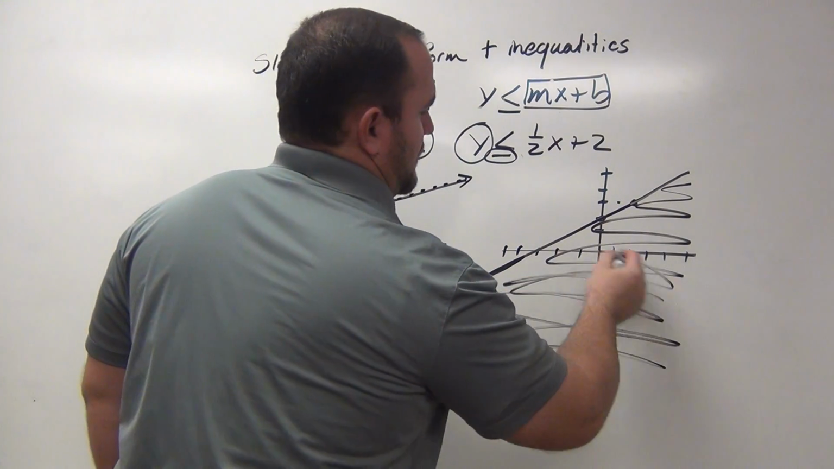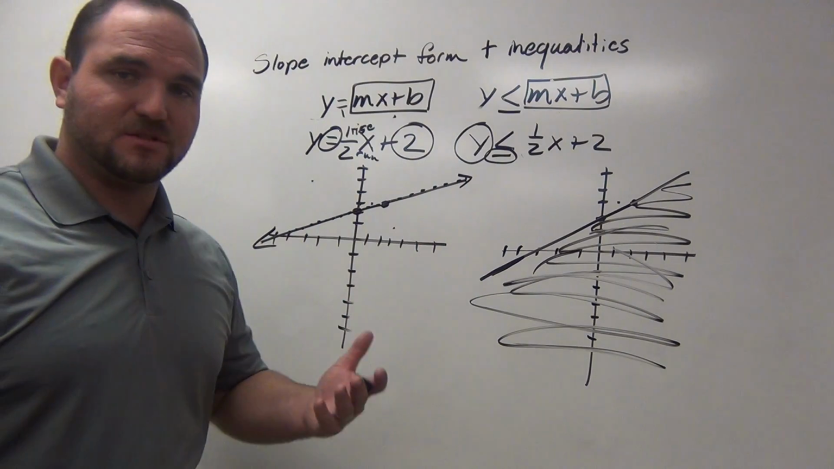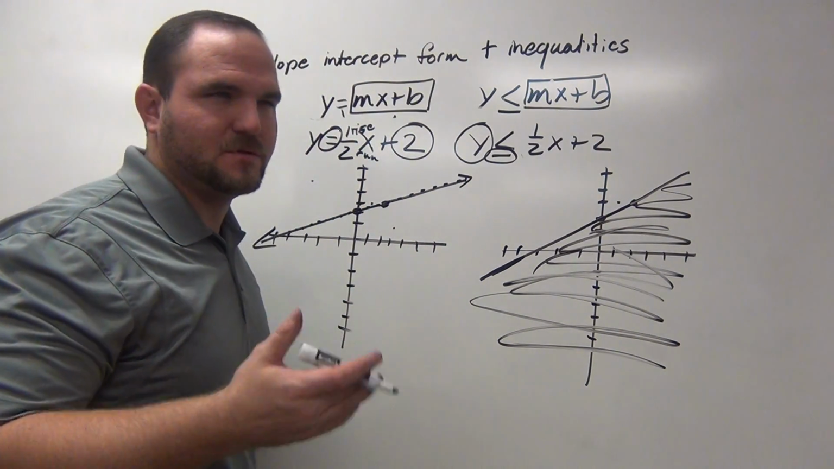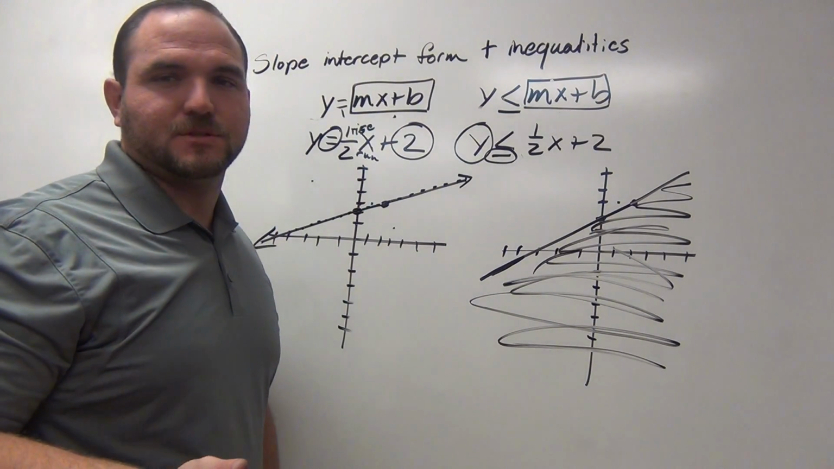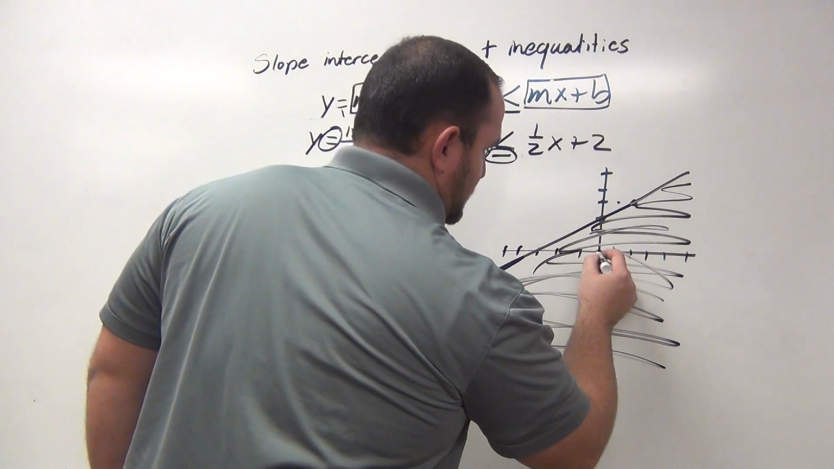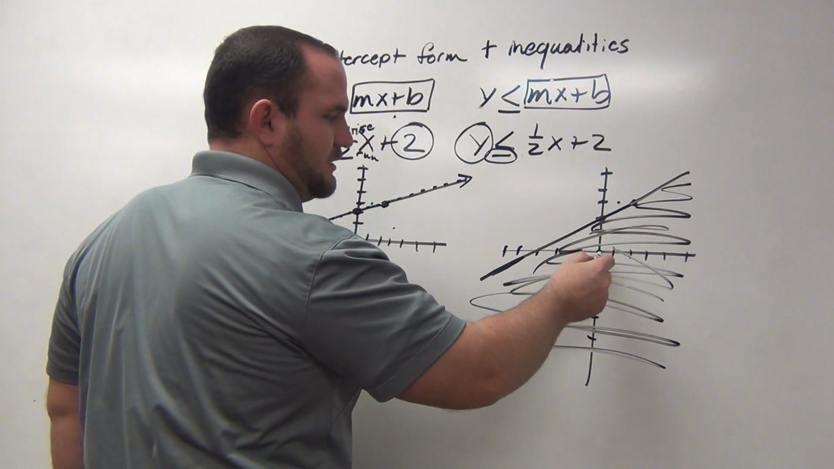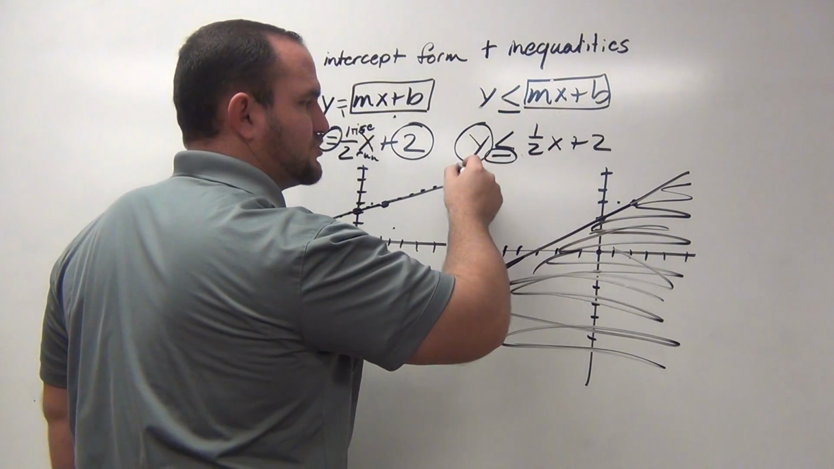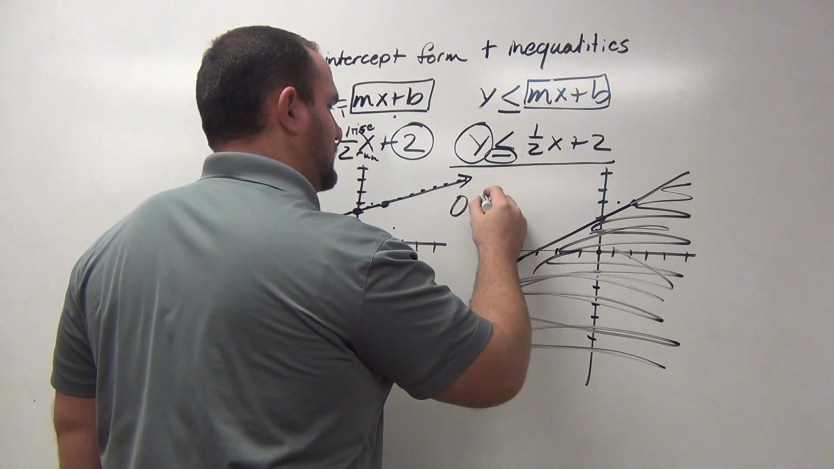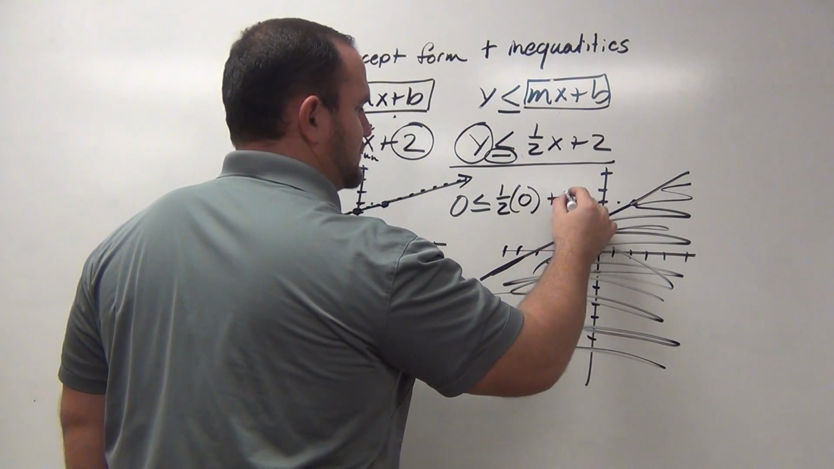underneath the line, okay? And now what you can do is you can actually check to see if you shaded the right side. I'm going to use 0, 0. If you use 0, 0, you probably are choosing the easiest point to use to check. So choose 0, 0 and see if this side of the line that you shaded is correct. It's going to make this true right here. So we'll plug in a 0 for y, 1/2, 0 for x, plus 2.